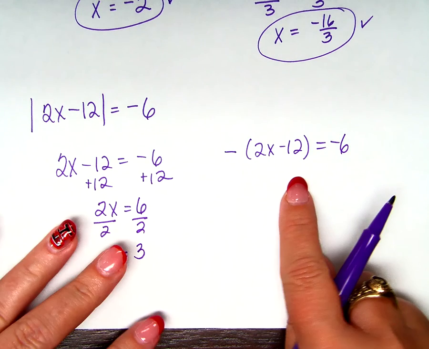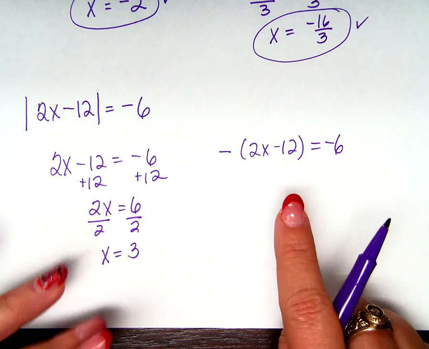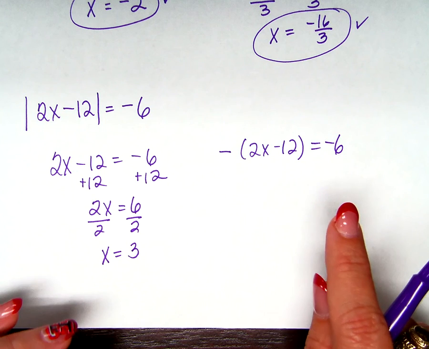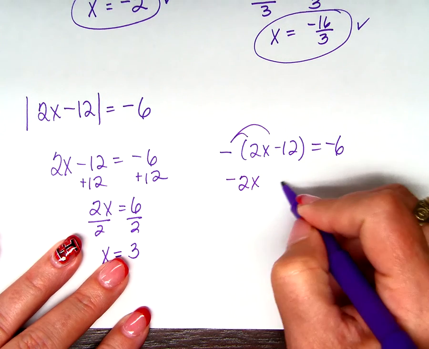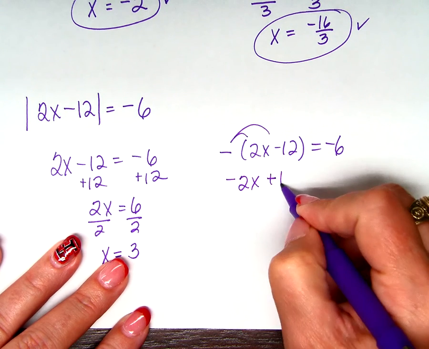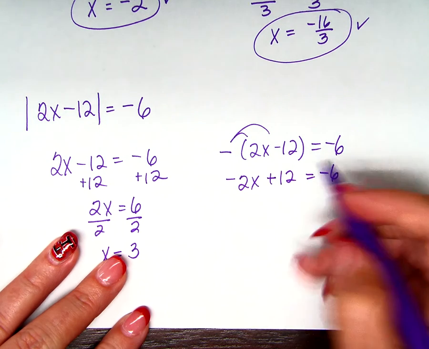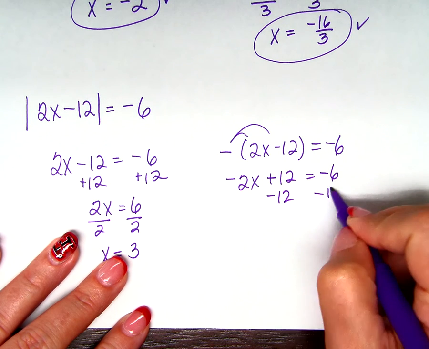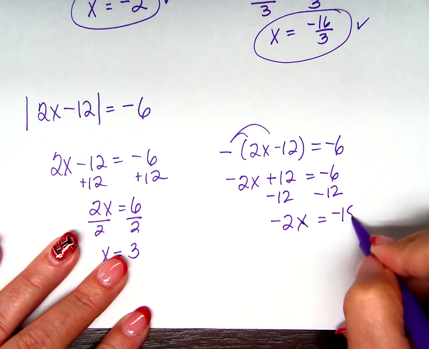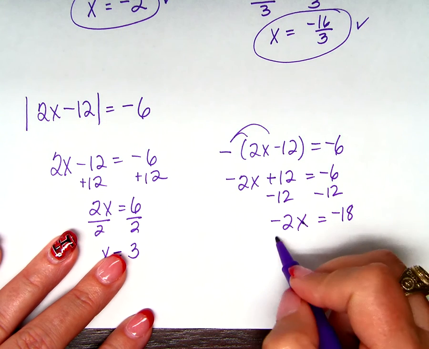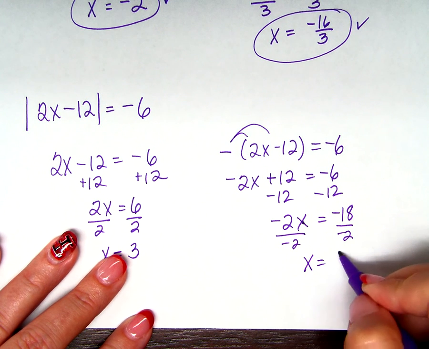Next equation, are we distributing or are we dividing? You know I don't care, and you know both ways work. Distribute, okay? Negative 2x plus 12 equals negative 6. If I subtract 12 from both sides, negative 2x equals negative 18. And dividing by negative 2 gives me 9.